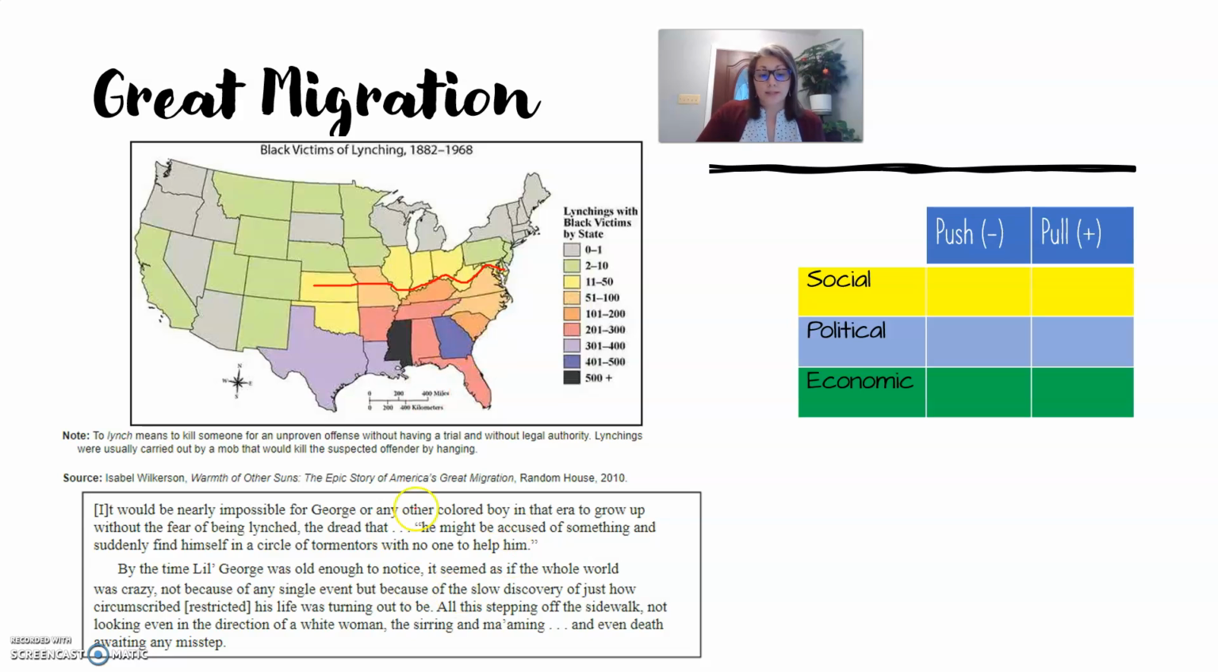So I wanted to read this little passage right here, to give us a little bit better insight about what this meant to the individuals who experienced this and whose families experienced this.